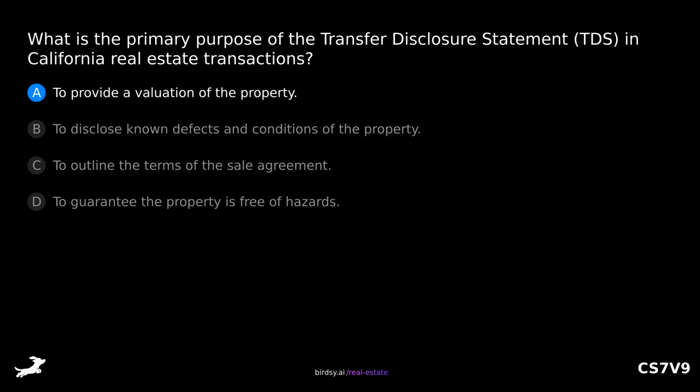Is it A, to provide a valuation of the property? B, to disclose known defects and conditions of the property? C, to outline the terms of the sale agreement? Or D, to guarantee the property is free of hazards? The answer is B, to disclose known defects and conditions of the property.